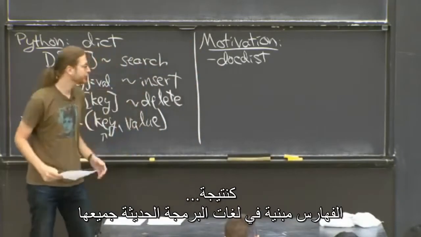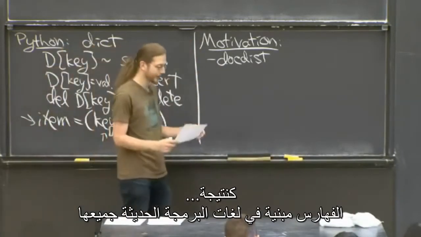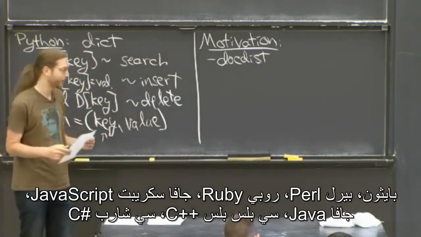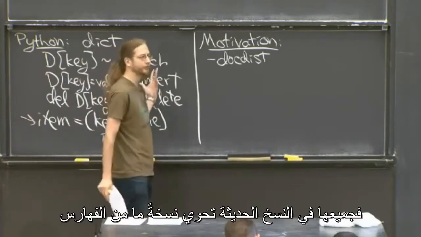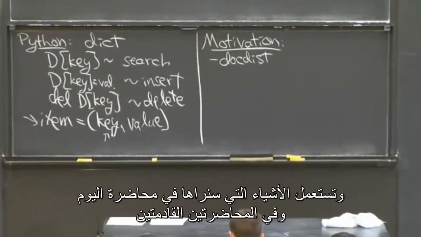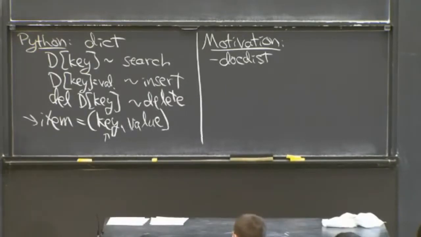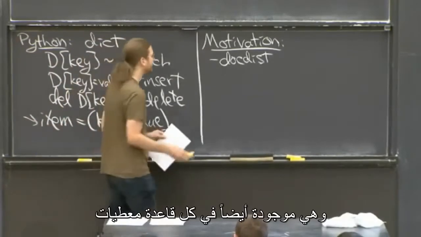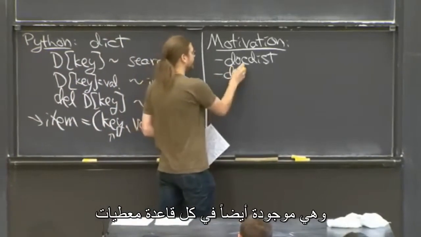As a result, dictionaries are built into basically every modern programming language. Python, Perl, Ruby, JavaScript, Java, C++, C#, in modern versions, all have some version of dictionaries. They all run in basically constant time, using the stuff that's in this lecture and the next two lectures. It's also in basically every database.